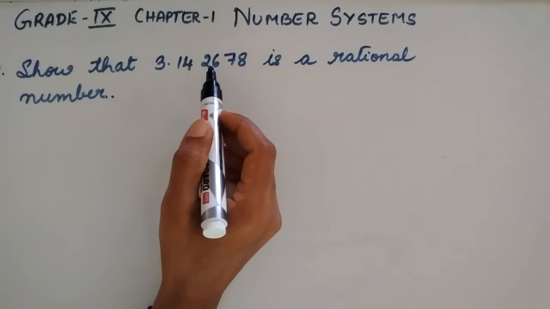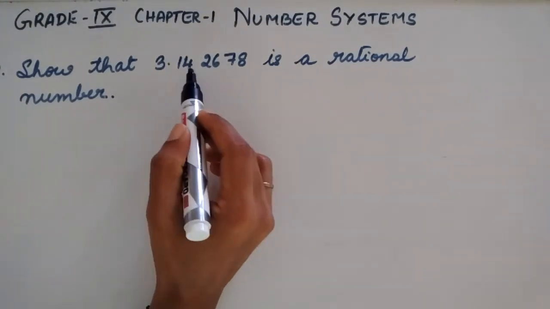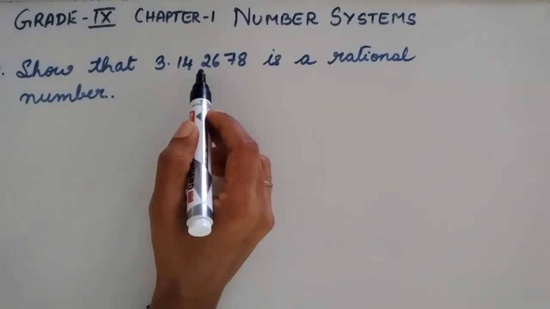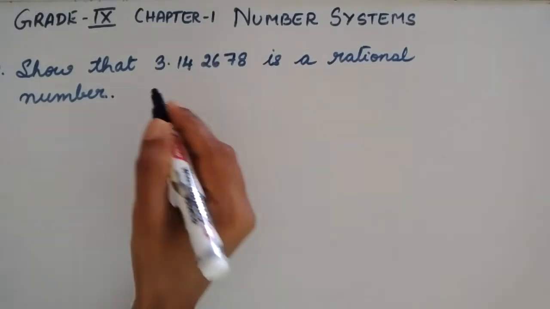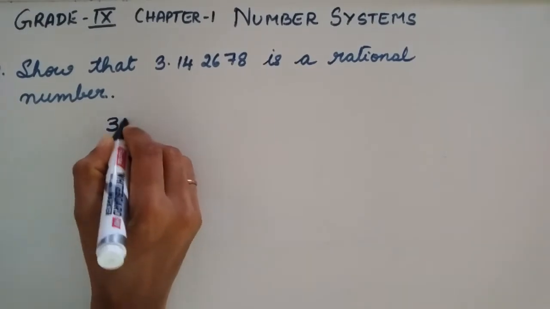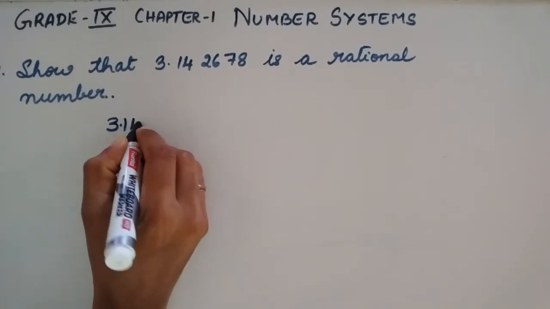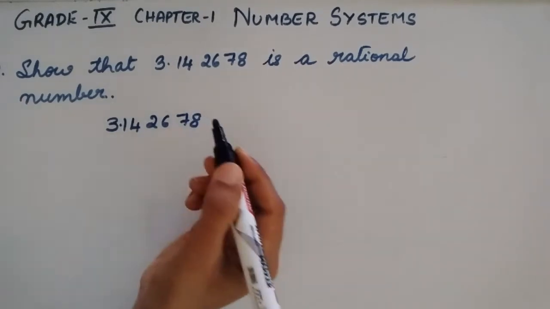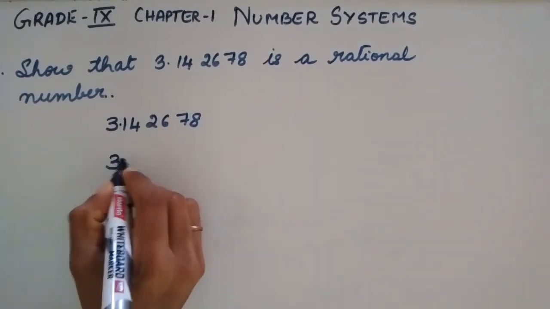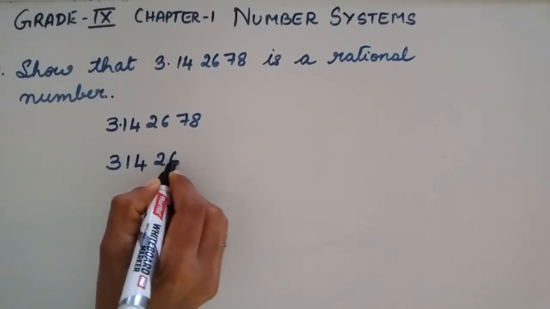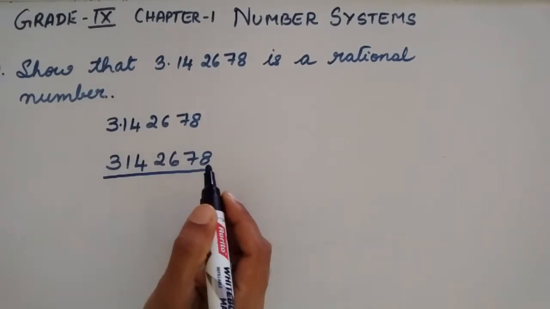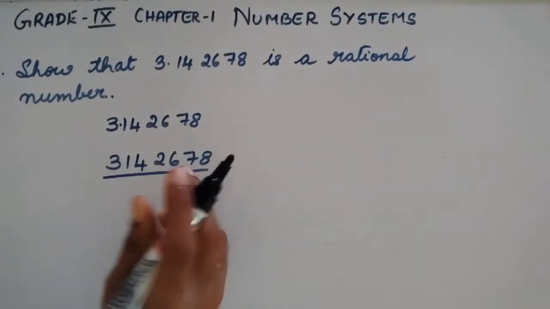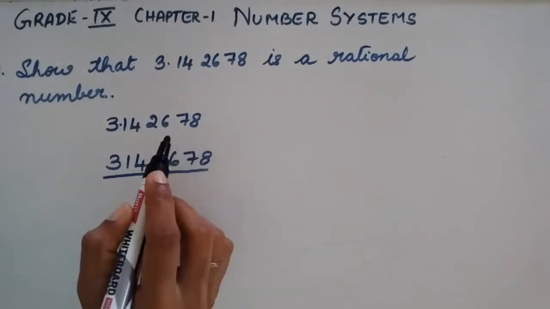So here, to convert this number in the form p by q, the first thing we have to do is remove the decimal point. This is the number we have, 3.142678. After removing the decimal point, we get 3142678. And then in the denominator, let us write the number of zeros.